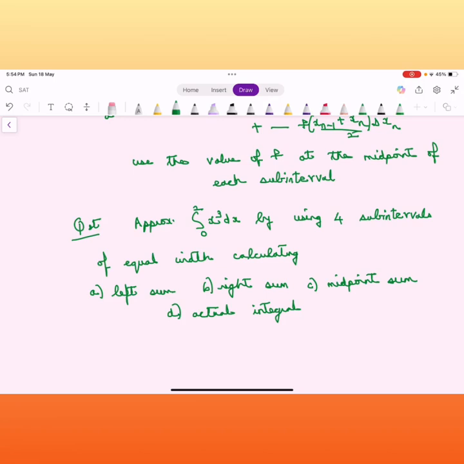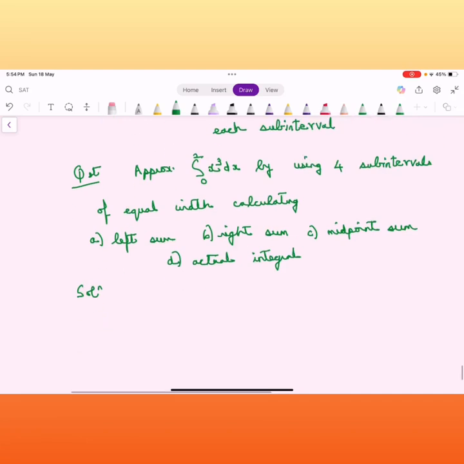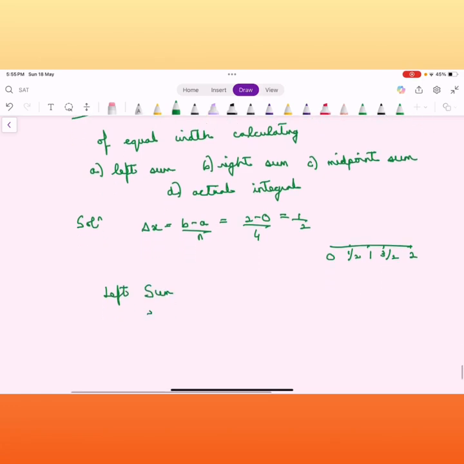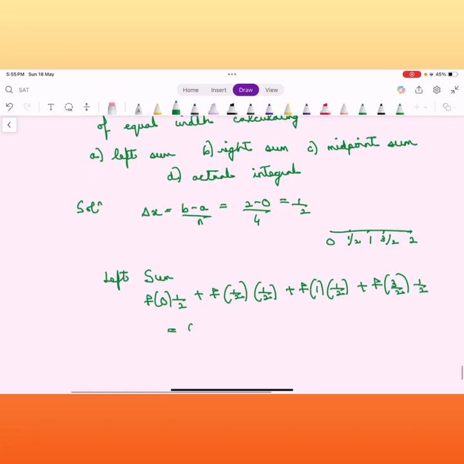So let's start with the solution. Your delta x is (b minus a) by n, so that will be (2 minus 0) by 4, which is half. So we'll divide it into 4 intervals, so 0, half, 1, 3 by 2 and 2. So your left sum would be f of 0 into half plus f of half into half, the width is half. The next interval is f of 1 into the width is half plus f of 3 by 2 into the width is again half.